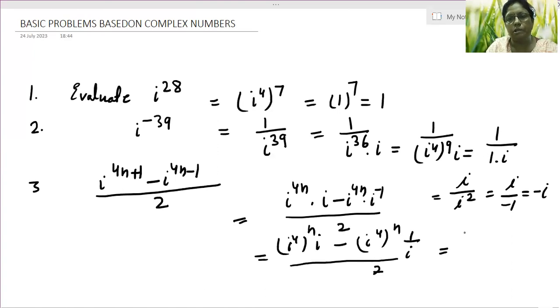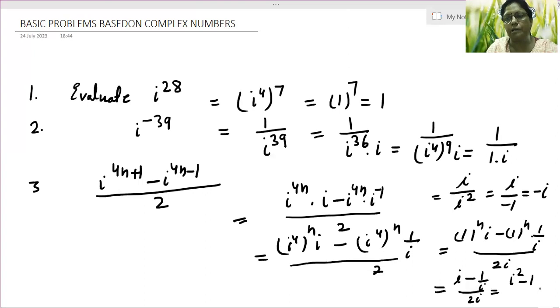So this is 1 raised to the power n into i, minus 1 raised to the power n into 1 upon i, upon 2i. Now this is i because 1 raised to the power n is 1. So 1 into i minus 1 upon i, upon 2i. So this is i square minus 1 upon 2i.